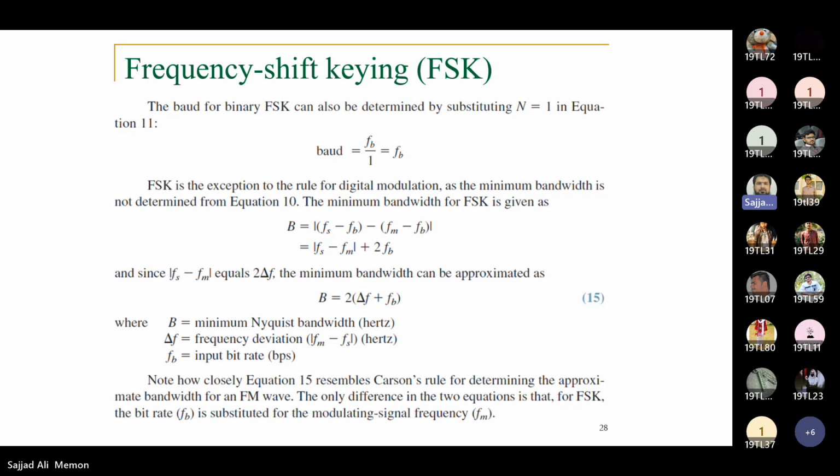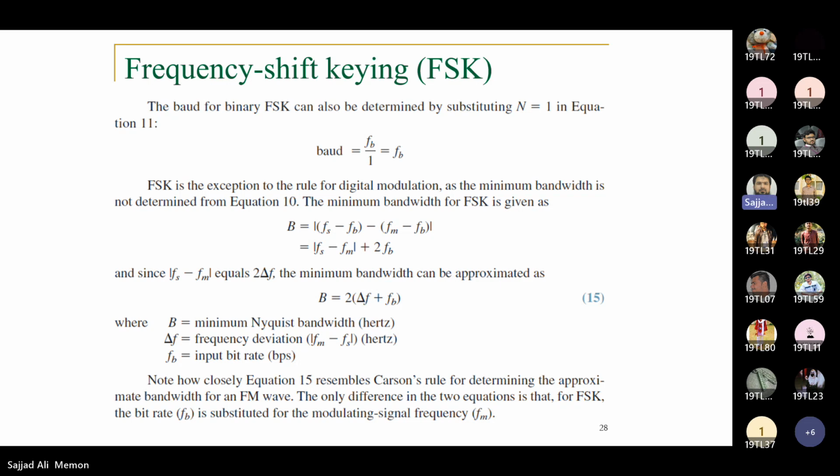So the bit rate and baud for this particular modulation scheme should be the same. Let's see. The baud for binary FSK can also be determined by substituting n equal to 1 in equation 11. That is, baud is equal to f_b by n. So n is equal to 1 here, so baud will be equal to f_b. That is, the baud is equal to the bit rate.